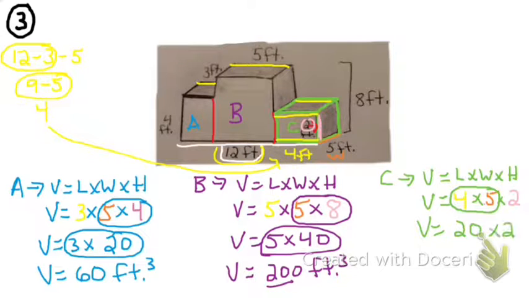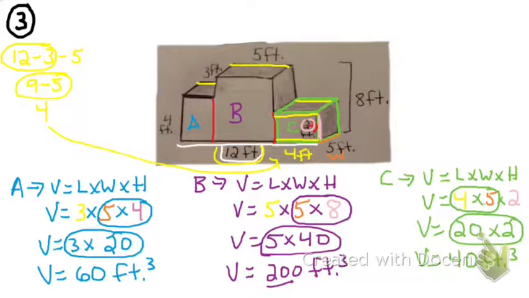Bring down my times 2. Now I'm going to multiply this part out, and volume equals basic facts. 2 times 2 is 4, and tack on the 0. Again, my unit is feet, and this is volume, so it will be feet cubed. So I've now figured out the volume of rectangular prism A, rectangular prism B, and rectangular prism C.